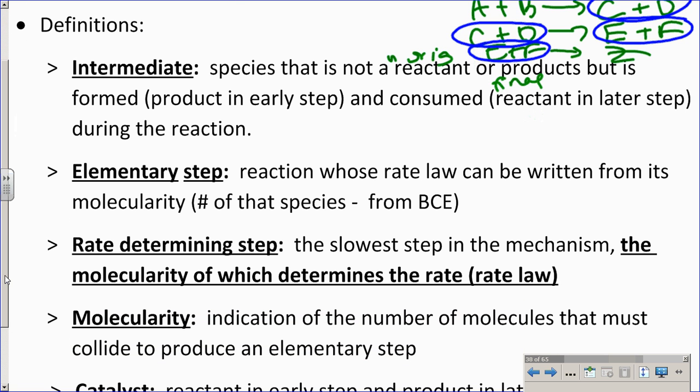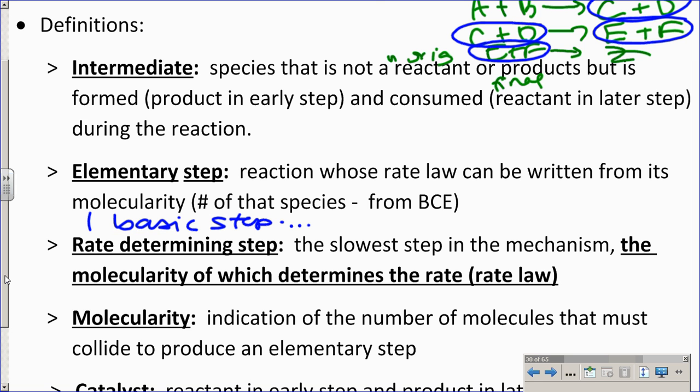Then we've got elementary step, and we basically defined this already, but it's just one basic step. Elementary is like your basic knowledge of school, so one basic step. And most of the time we cannot look at the stoichiometry, the balanced part, the BCE, and go, yep, I can make a rate law from that. That is illegal. But right now, when you're only considering one itty-bitty tiny step of the full reaction mechanism, you are allowed to do that.